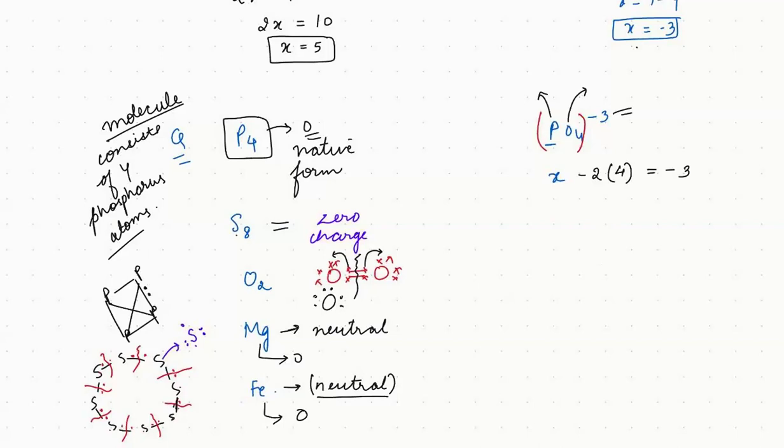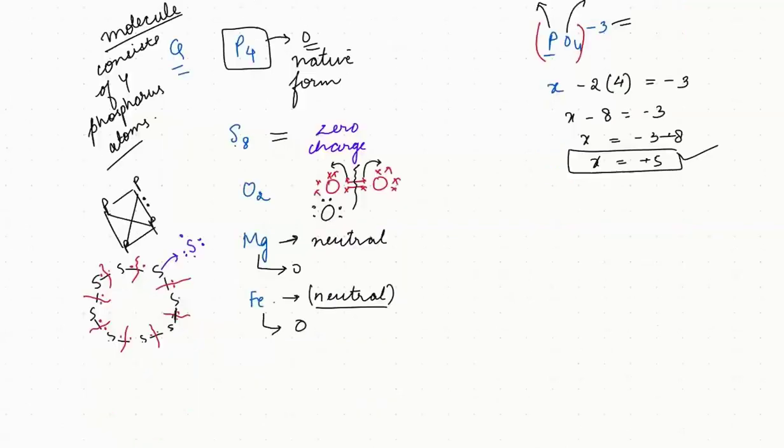So x minus 8 is going to be -3. X is going to be -3 plus 8. So x is going to be +5. Did you understand my point? So basically, we have the charge on phosphorus as +5. Is this part clear?